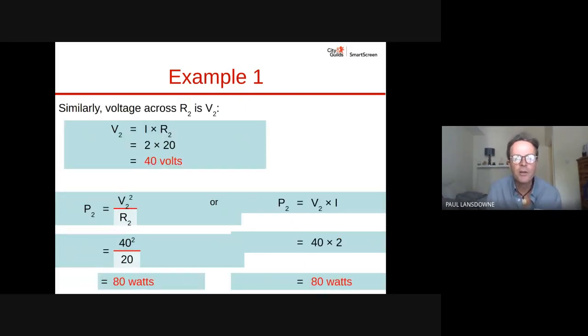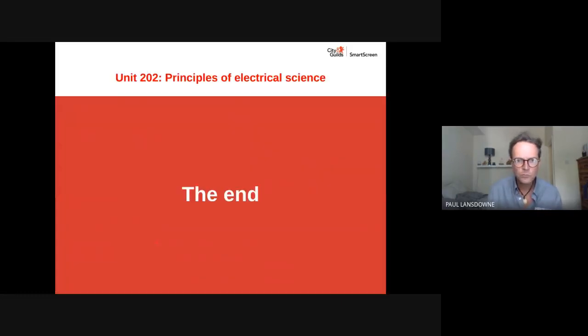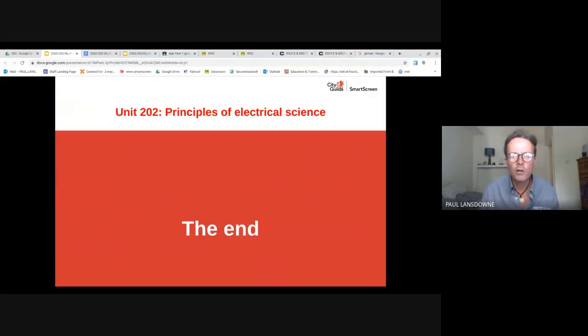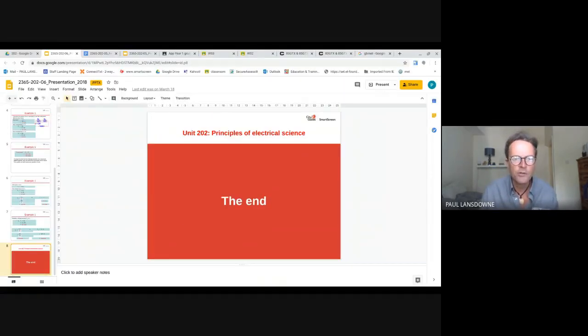Similarly, we could do this on the other one. We have 40 volts across R2. We do the rest of the calculation, V squared over R: 40 squared divided by 20 gives us 80 watts. So it's just different ways of checking your work, different ways that we can go into and have a look.